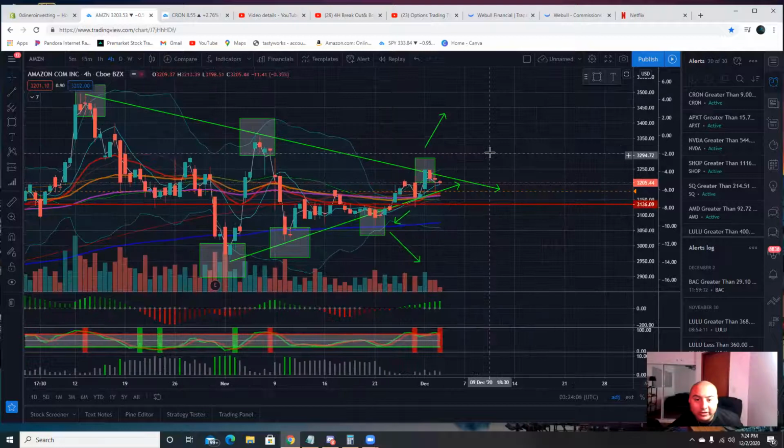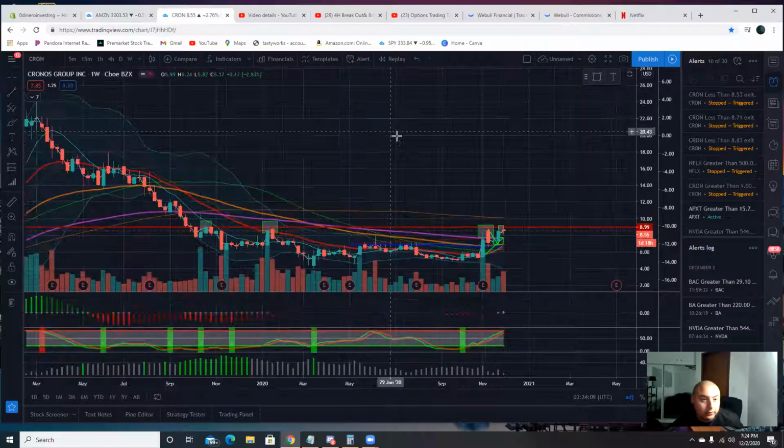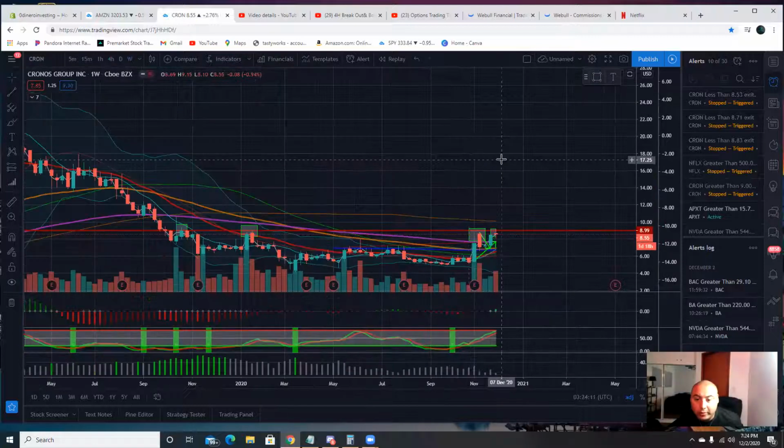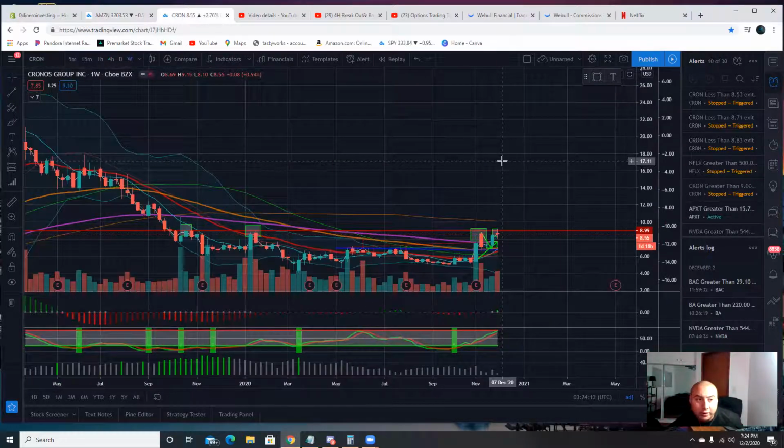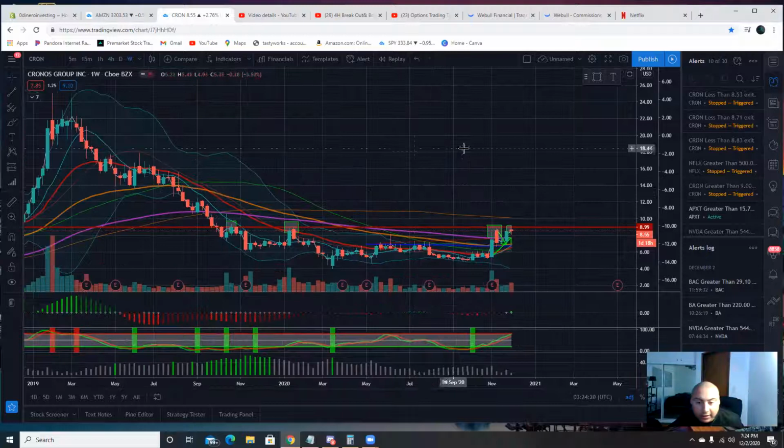Now, I'm just going to show you guys a second quick example so you guys can see another form of breakout. So in here, we're looking at Chronos Group, and we're looking at the weekly chart, right? And it looks like it attempted to break out a couple of times. We have 1, 2, 3, 4 times, right?